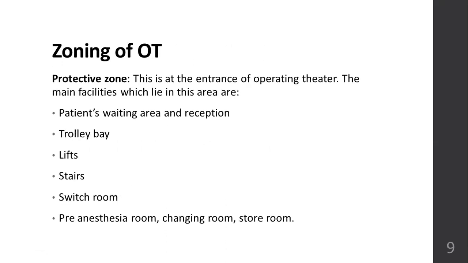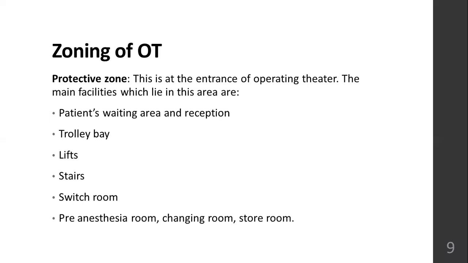Next, zoning of OT. OTs also have different zones, okay? 4 different zones. The first zone is the protective zone. In this zone, this is the entrance of the OT, okay? Main facilities which you see in the protective zone, the zone 1, are the patient's waiting area and reception desk.